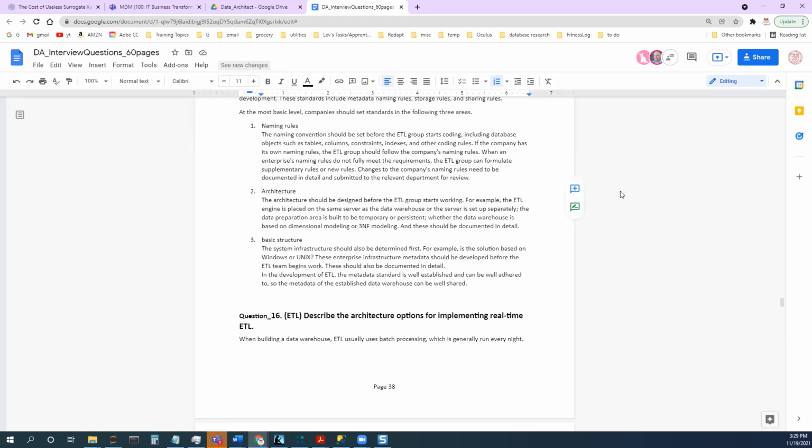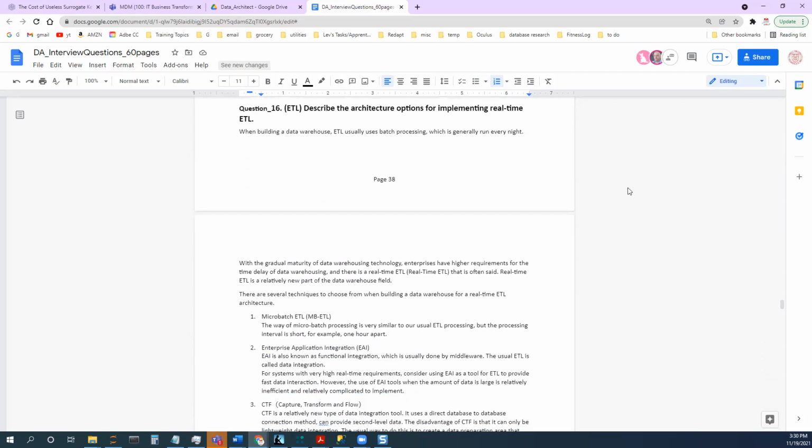And the basic structure, the system infrastructure should also be determined first. For example, is the solution based on Windows or Unix? These enterprise infrastructure metadata should be developed before the ETL team begins work. These should also be documented in detail. In the development of ETL, the metadata standard is well established and can be well adhered to. So the metadata of the established data warehouse can be well shared.